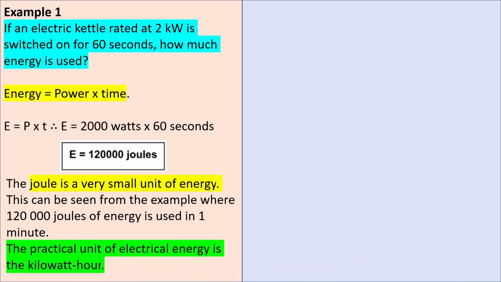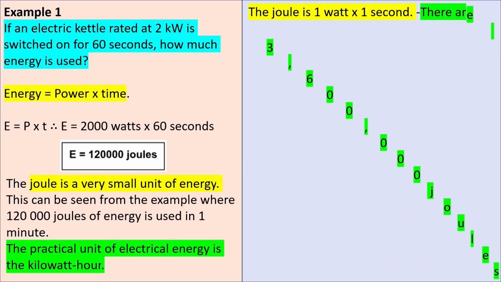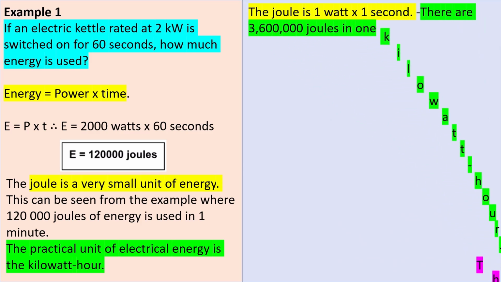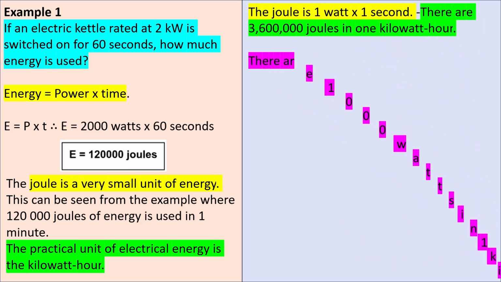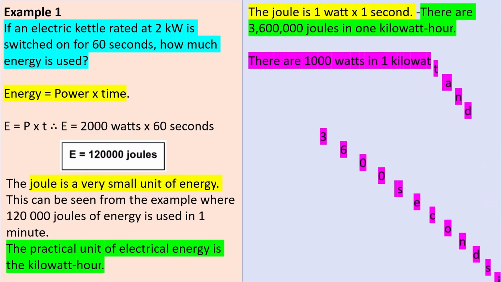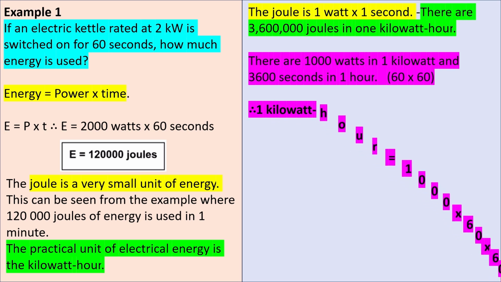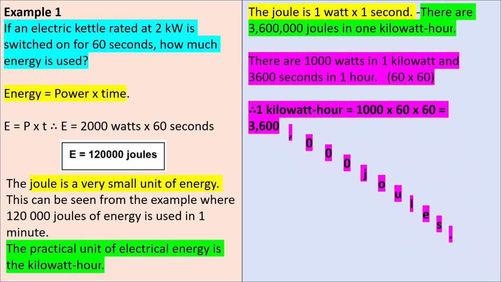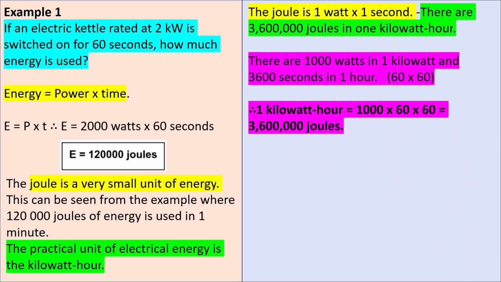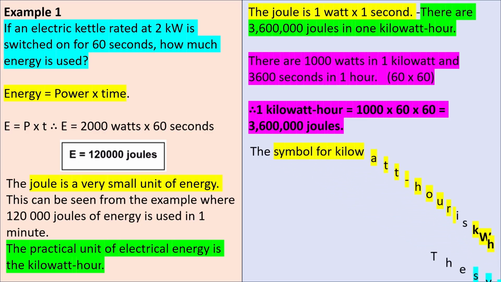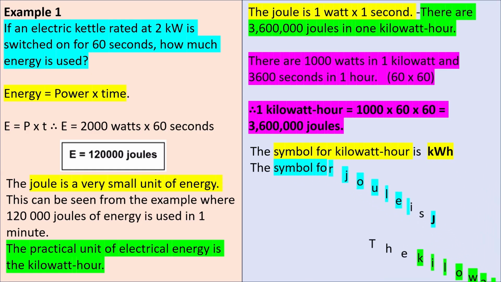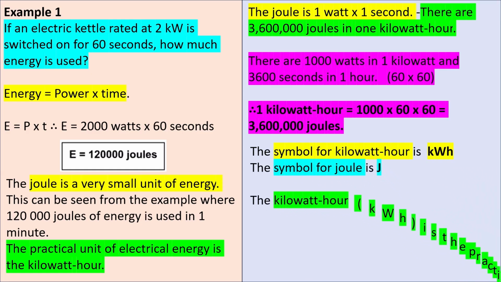The practical unit of energy is the kilowatt hour. The joule is 1 watt times 1 second. There are 3,600,000 joules in 1 kilowatt hour. There are 1,000 watts in 1 kilowatt and 3,600 seconds in 1 hour, 60 times 60. Therefore, 1 kilowatt hour is equal to 1,000 times 60 times 60, which gives you 3,600,000 joules. The symbol for kilowatt hour is kWh. The symbol for joule is J.